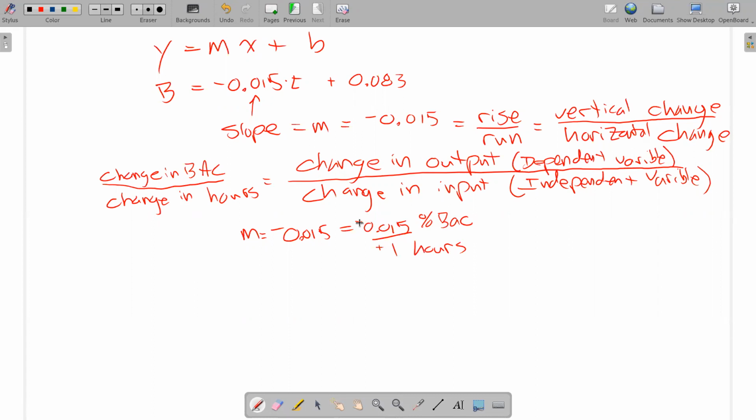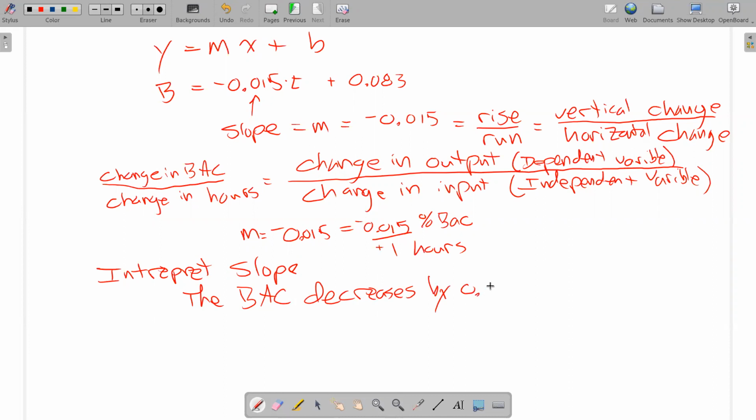Negative can be viewed as a decrease or a drop. We looked at that in the other lesson. So what does this slope mean? Often I'm going to ask you to interpret these situations. So if I want to interpret the slope in words, we would say the BAC decreases, or drops, to deal with the negative, by 0.015%. And I don't need to put the negative because the word decrease means negative.